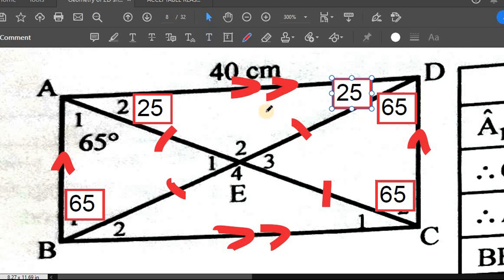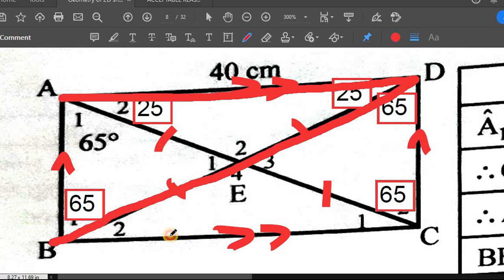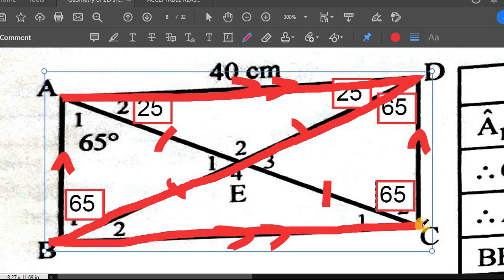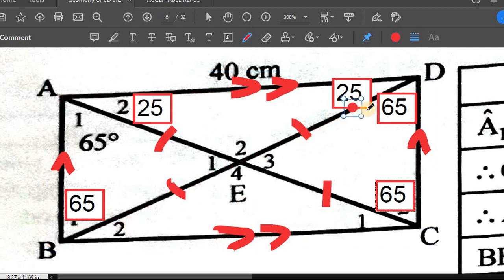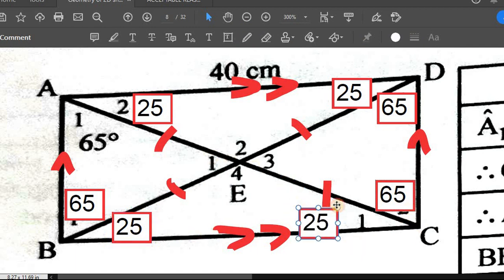Now let us look at this Z shape here. Can you see that alternate angle there? So this is 25, this is also 25 here. Okay, let me get that. There we go. This is also 25. Here's an isosceles. So this is also 25. So obviously then, just one more missing piece of this puzzle is that this is a triangle ABE.